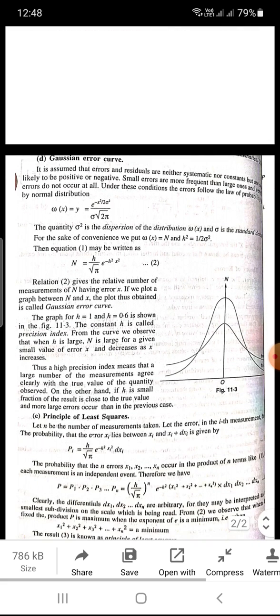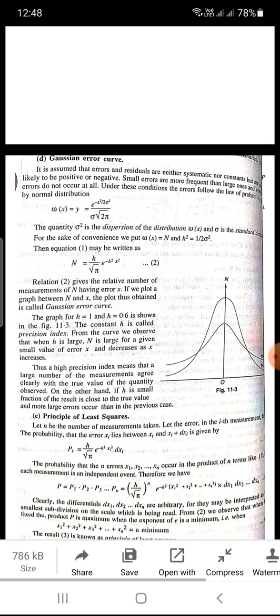Now next is Gaussian error curve. First of all, let us assume that the errors and residuals are neither systematic nor constant but are equally likely to be positive or negative. Small errors are more frequent than the large ones, and very large errors do not occur at all. Under these conditions, the errors follow the law of probability given by normal distribution.